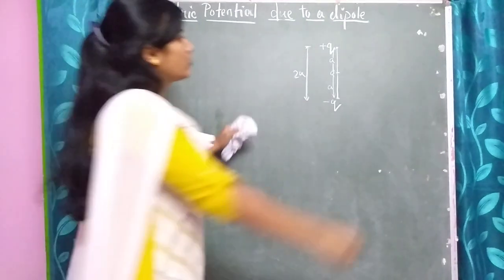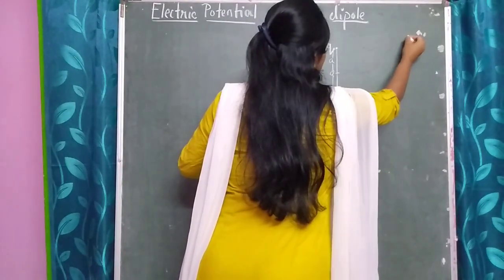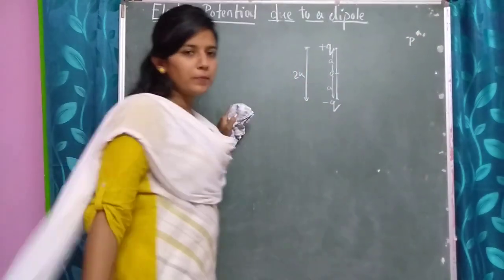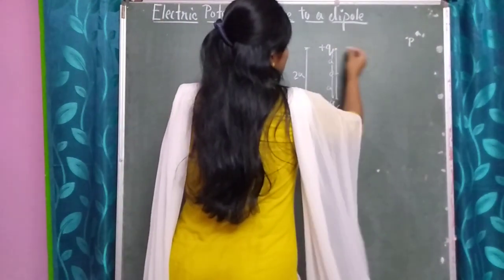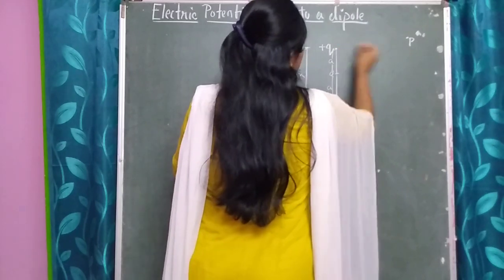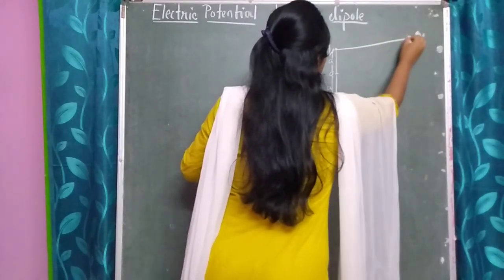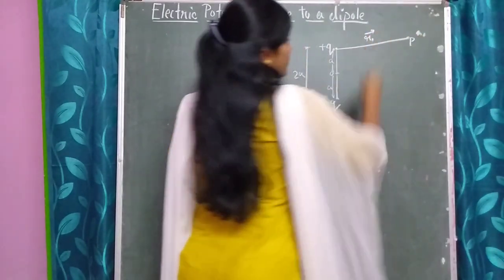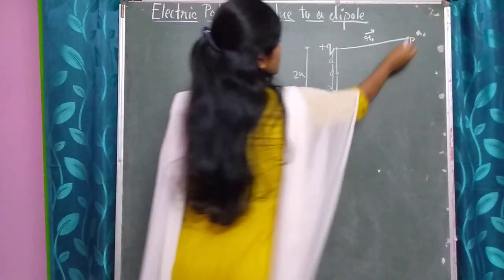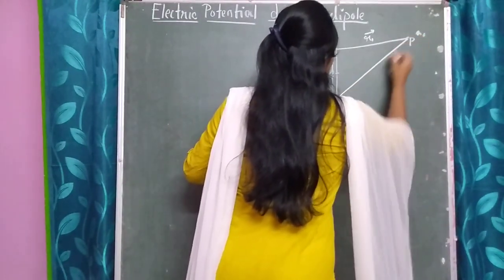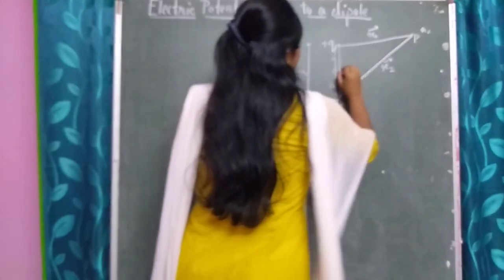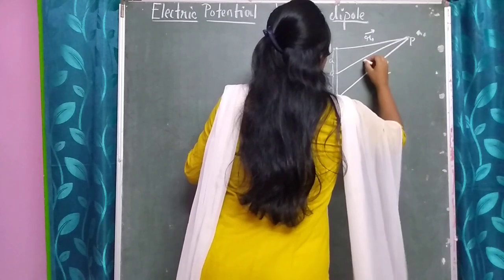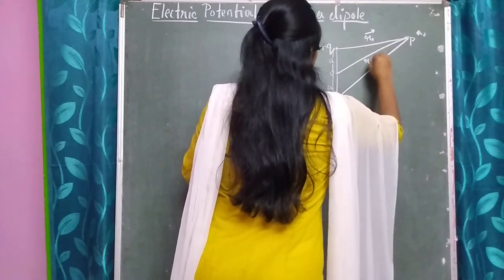Now suppose we want to find out the electric potential at point P due to this dipole. So let us join this plus q with P and let the vector be R1 vector, and from minus q to point P is R2 vector, and the distance from point O to P is R vector.